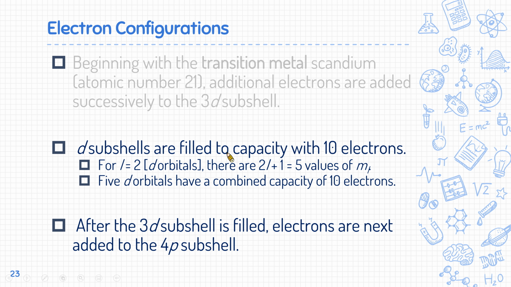These subshells are filled to capacity with 10 electrons. For l equal to 2, the d orbitals, there are 2l plus 1 equal to 5 values of ml, the magnetic quantum number. So there are 5 different orientations of the d orbital. The 5 d orbitals have a combined capacity of 10 electrons, for each orbital has 2 electrons. After the 3d subshell is filled, electrons are next added to the 4p subshell.